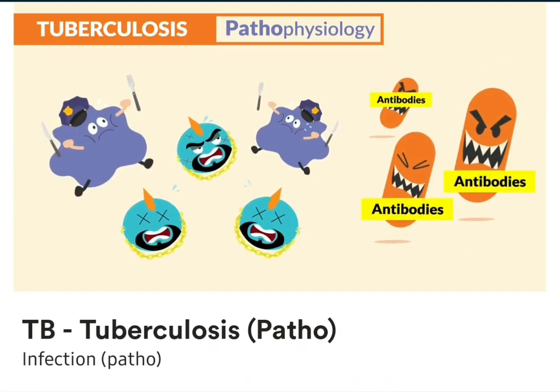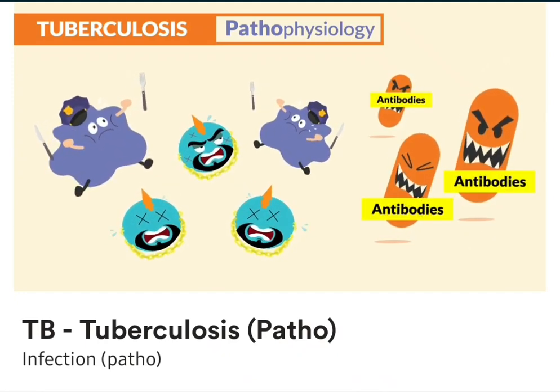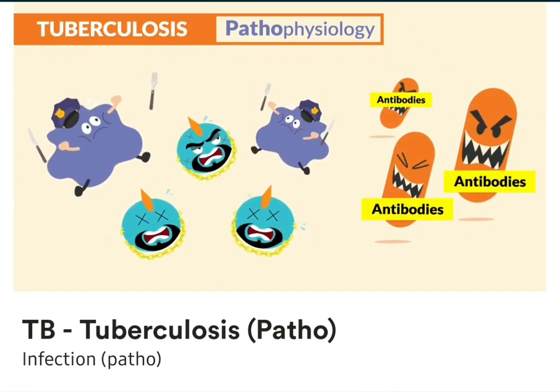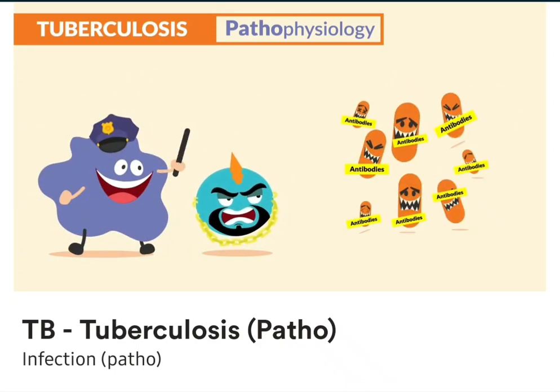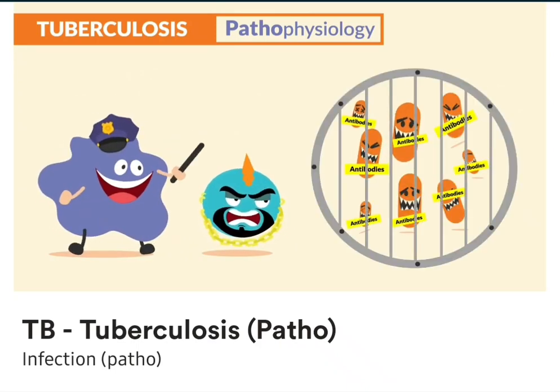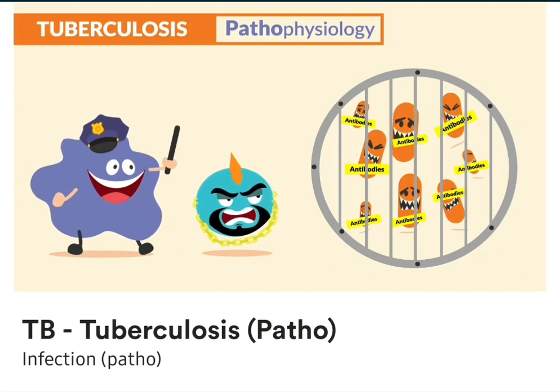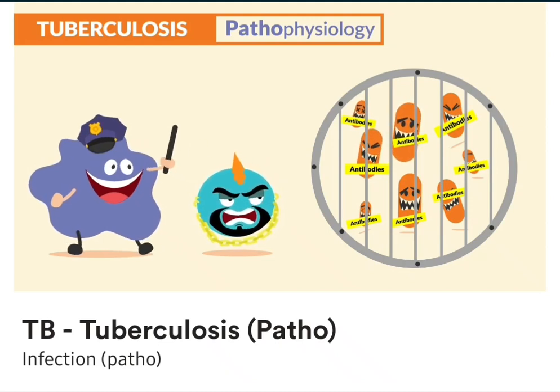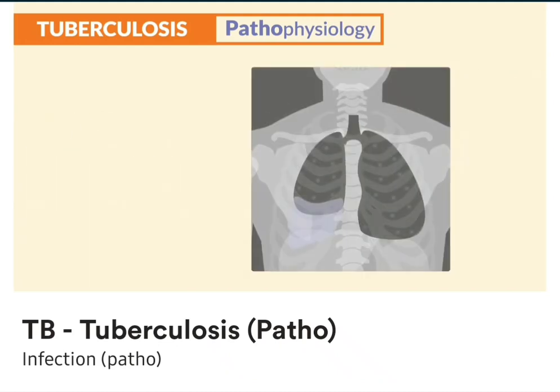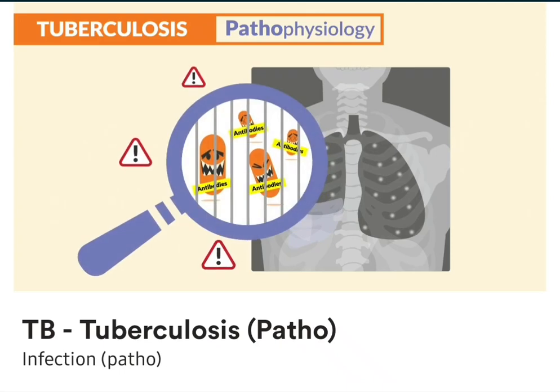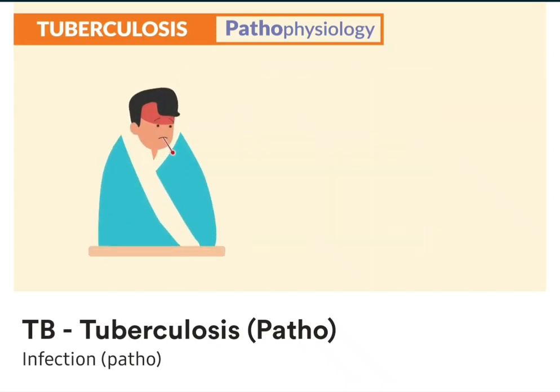Now, all these guys work together to try and kill TB, but can't. So they end up quarantining the TB infection into a little granuloma prison, which prevents the TB infection from spreading. Now, this shows up as a little circular dot on a chest x-ray, which helps with the diagnosis of TB. But a little side note here.